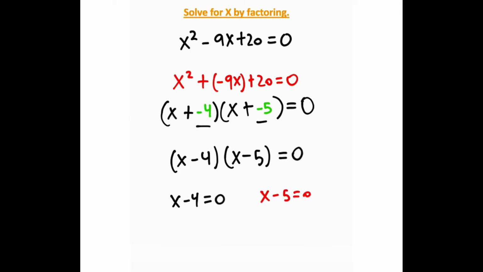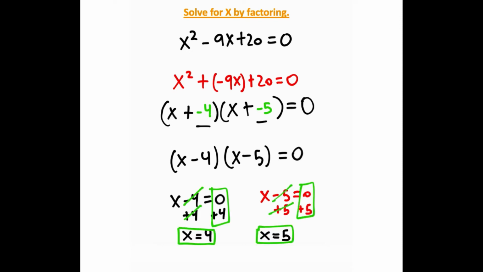I set both equal to 0 and I solve both sides of the equation. If I add the 5 and I add the 4, I get those to cancel, leaving me with 4 and 5, and those are my final roots of this expression.